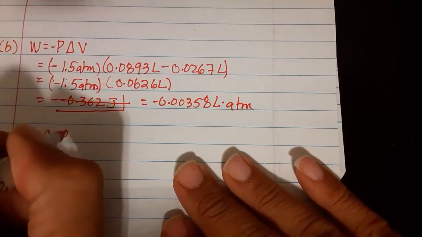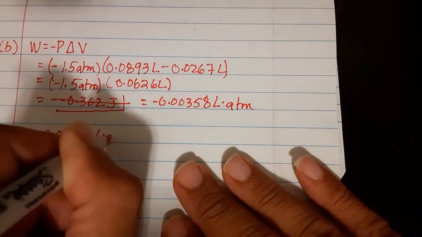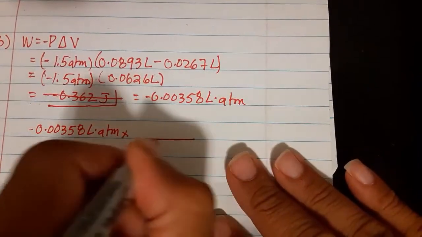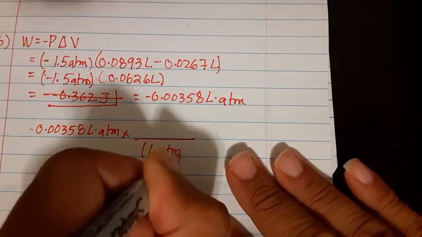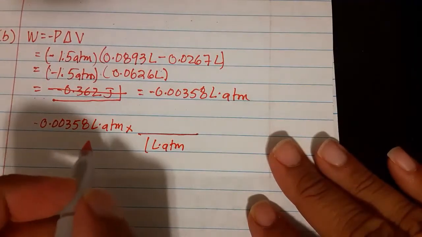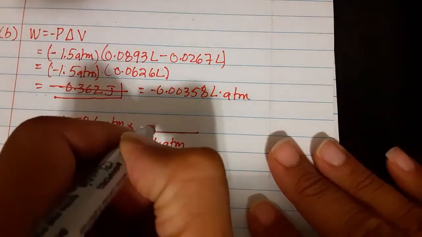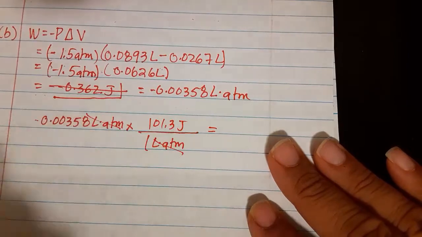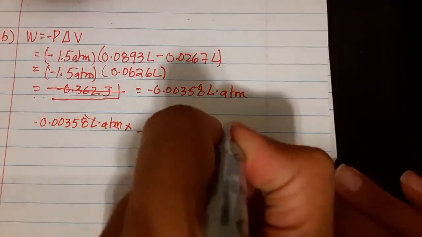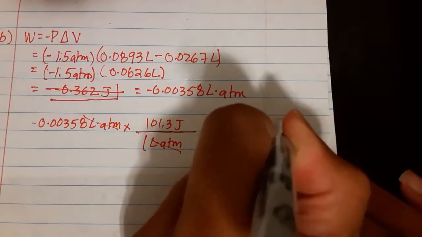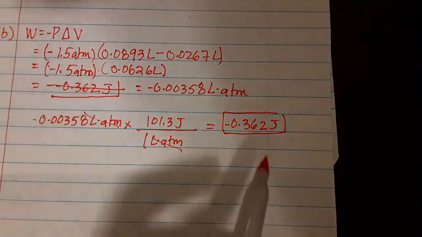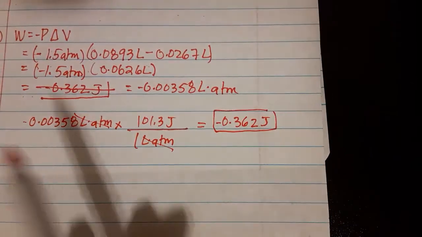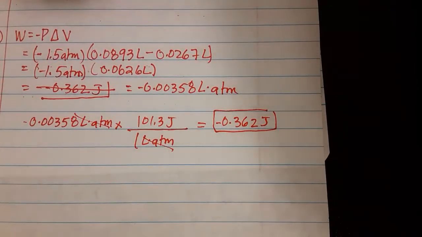So the conversion from liters atmospheres to joules is that 1 liter atmosphere. And again, I got this from the textbook, so I had no idea. But to convert liters atmospheres to joules, 1 liter atmosphere is 101.3 joules. And you can see here the liters atmosphere cancel, and now you're left with minus 0.362 joules. Okay? So minus 0.362 joules of energy are required. The negative means that the gas is expanding. It's working against the surroundings. So that's against the pressure of 1.5 atmospheres.